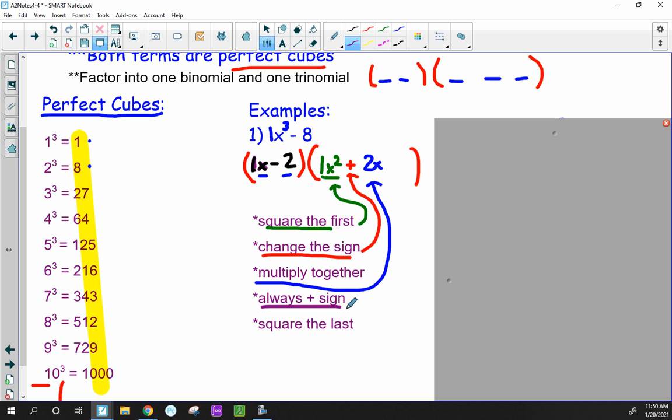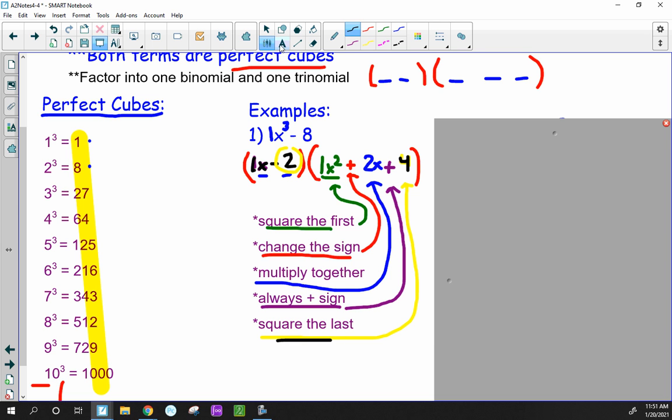Always a plus sign. Okay, just as it says, you're always going to put a plus sign at the end of every problem that's a SOC or a DOC. And then square the last. That is going to go in the last position. And square the last means you go back to your first parentheses, pick up this number, don't worry about the sign, just the number, and square it. 2 times 2, and put it here. I'm going to darken that in so we can see it. So that would be right there.